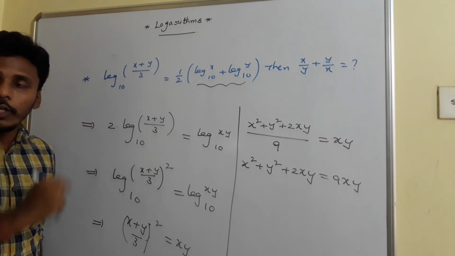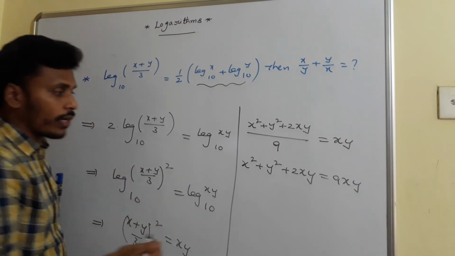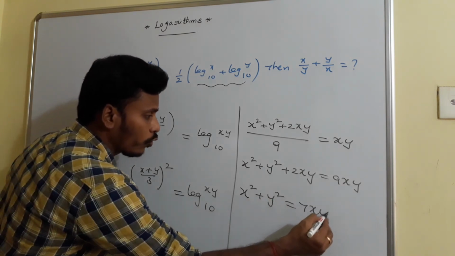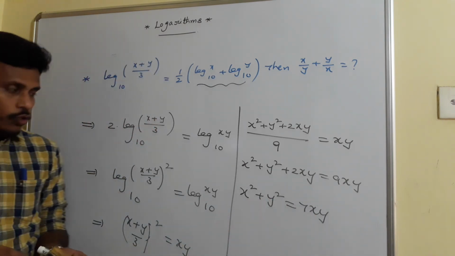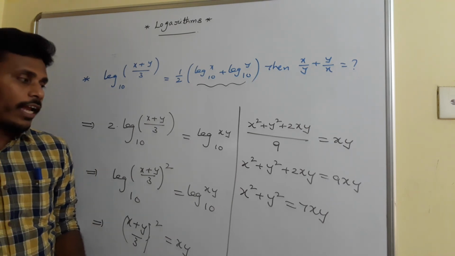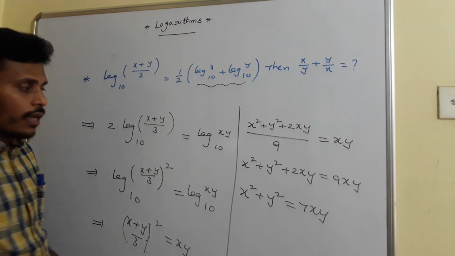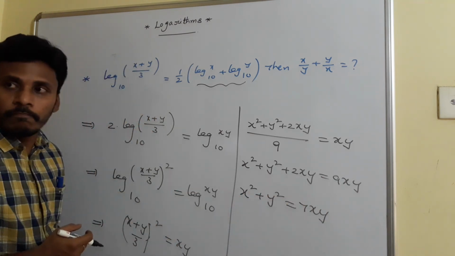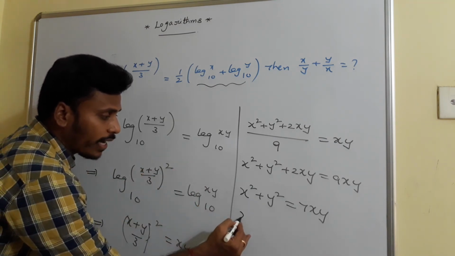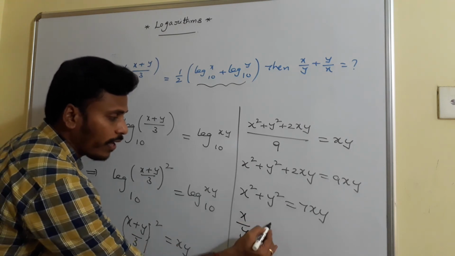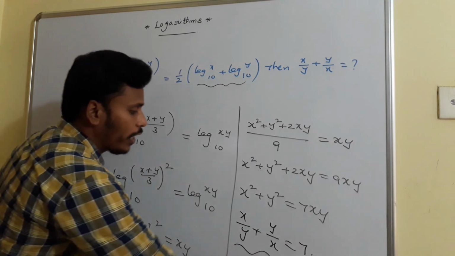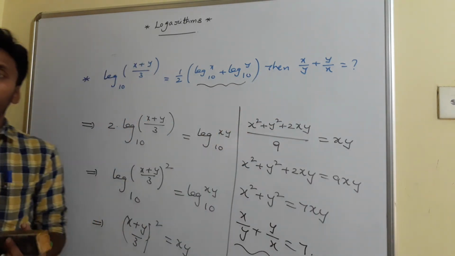Again, to get the required value x by y plus y by x, send this 2xy to that side. It becomes x squared plus y squared is equal to 7xy. Since x squared plus y squared is equal to 7xy, you need to find the value of x by y plus y by x. Divide everything with xy. If you divide everything with xy, x squared by xy is x by y, y squared by xy is y by x, and 7xy by xy is 7, and your answer for the problem is 7.